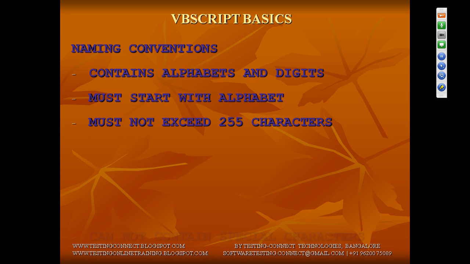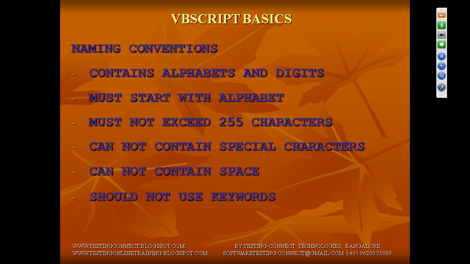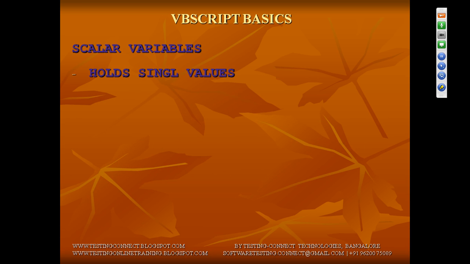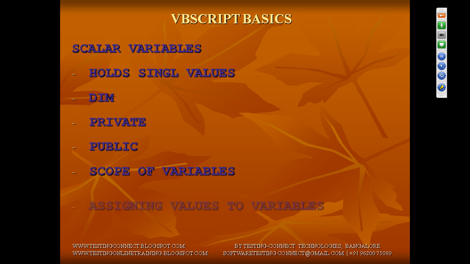Arrays are again of two types, and variables you can declare with Dim, Private and Public. The scope of the variables will vary. Private and Public I will explain in detail when I explain functions and procedures. As of now you can remember Dim. Then scope of variables, there I will explain.